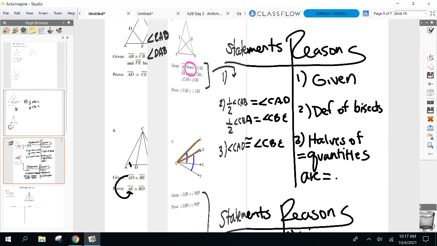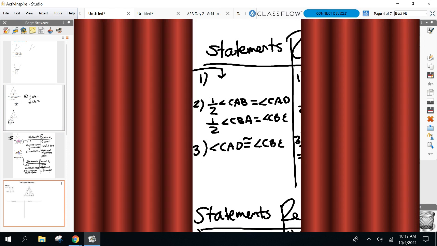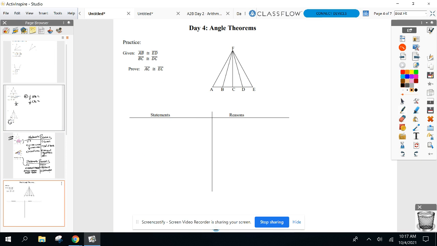Right, so here we go. I'm going to give you guys, it should only be about 3-4 minutes here. Here we go. Try that one on your own. See if you can do it.